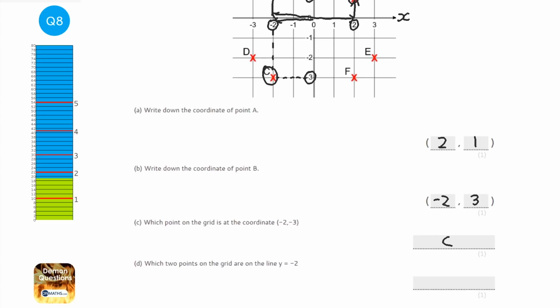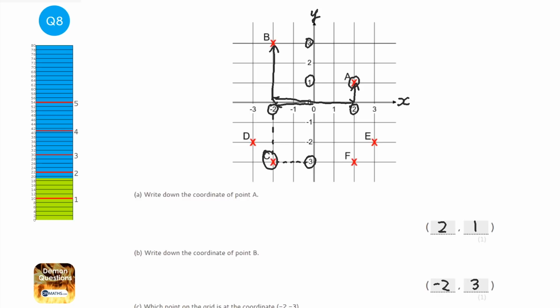Okay, so we're asked which 2 points are on the line y equals -2. So we've got to understand what y equals -2 is first. y equals -2 is a line where y is always -2. Well, we know y is -2 here, but also y is -2 here, and actually anywhere across this line. And we call that line y equals -2 because y is always -2 along it. If you have a y equals line, it'll always go from left to right. If you have an x equals line, it'll always go from top to bottom. So the 2 points on that line are D and E.